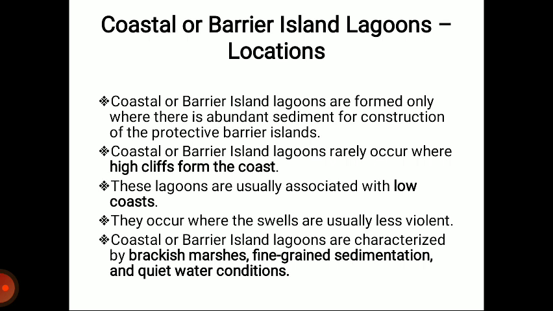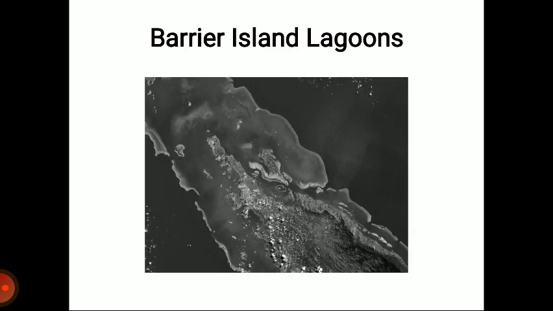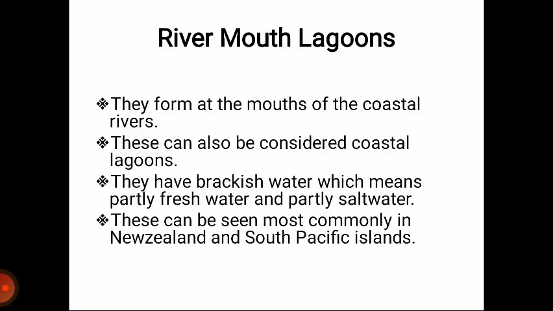Coastal or barrier island lagoons are characterized by brackish marshes, fine-grained sedimentation, and quiet water conditions. This is a barrier island lagoon. These are the examples.